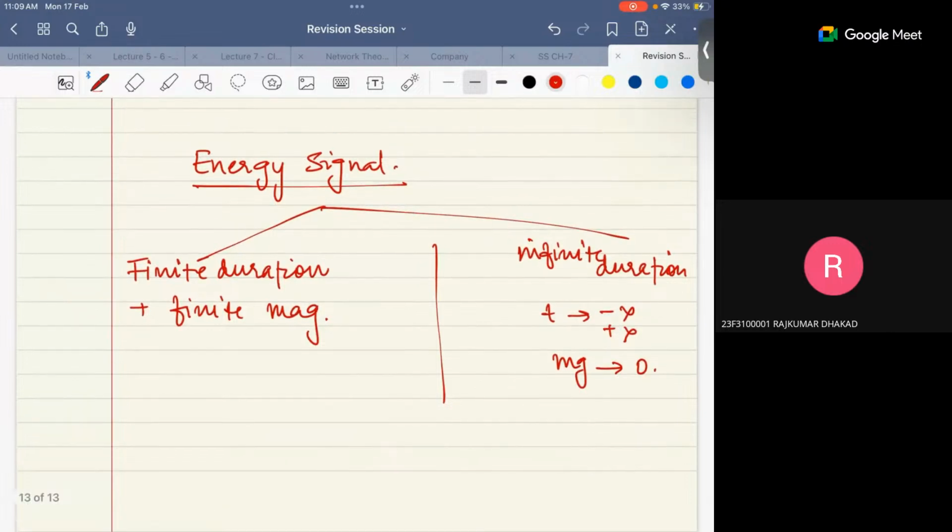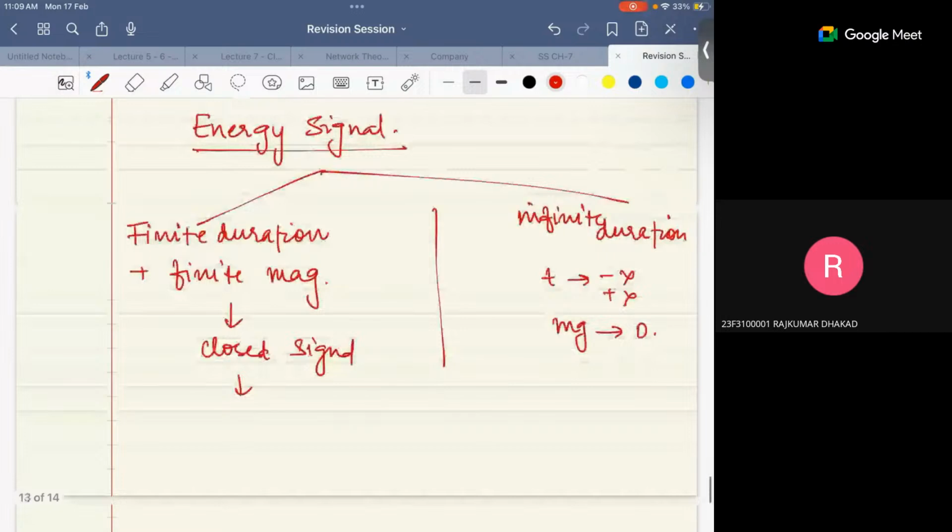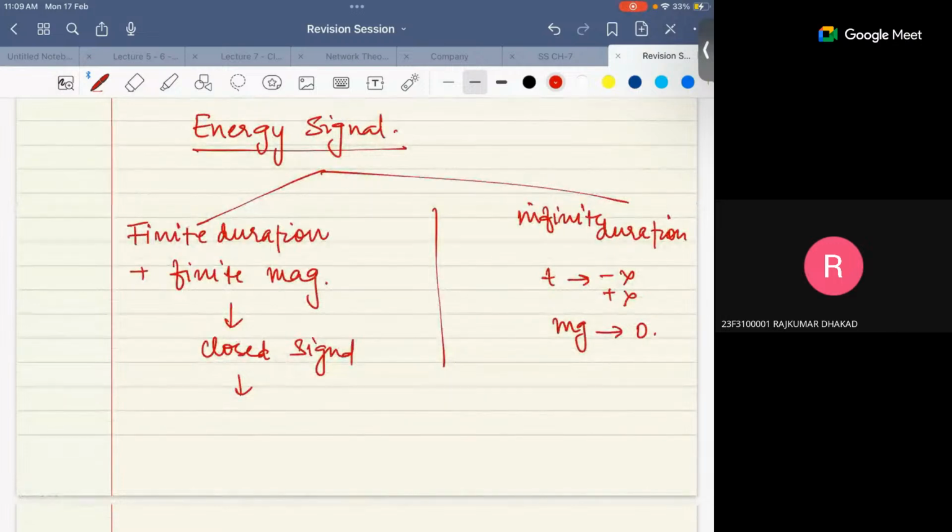Okay, so this is what? This is finite duration, finite magnitude. That means this is a closed signal. And if this is a closed signal, it will have some finite area, and a finite area means finite energy. That means it is an energy signal. And for an energy signal, what is the value of power? 0, right? And for a power signal, the energy is infinite.